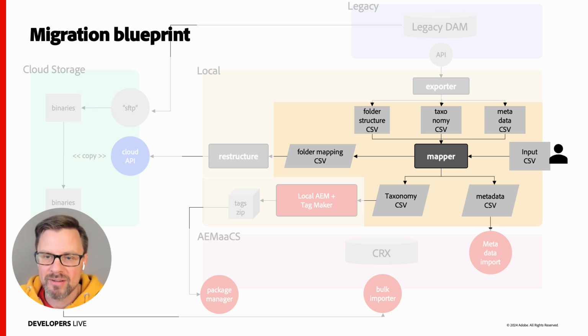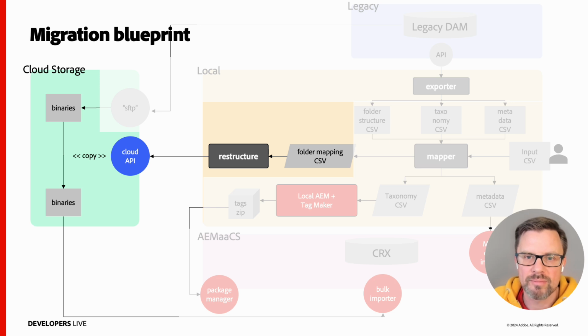The folder mapping file is the input for the binary structure script. The idea here is that we assume that the folder structure on the legacy system is not the same as we require in AEM, either because there are business rules in place to restructure, or because the old structure is simply flat and we need a folder hierarchy that was derived from the asset metadata. Here is the trick. The restructure script calls the respective cloud storage API to copy the binary data from the legacy structure into the required and mapped new structure.